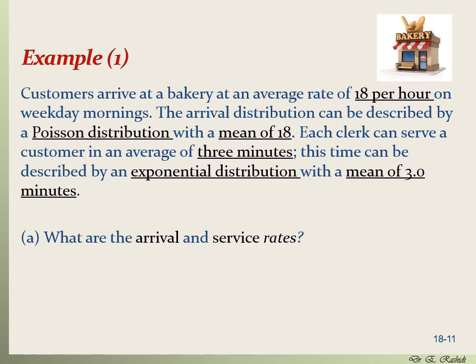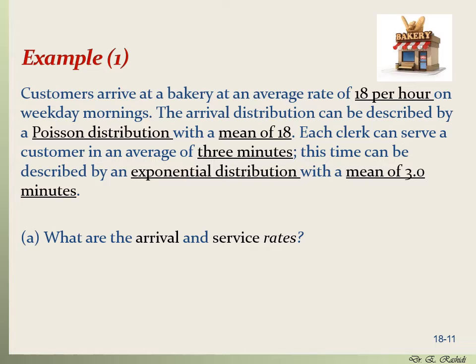Now we're going to work on a series of examples for queue performances. Example 1. Suppose customers arrive at a bakery at an average rate of 18 customers per hour on weekday mornings. The arrival distribution can be described by a Poisson distribution with an average of 18 customers. Each clerk can serve a customer in an average of 3 minutes. So every 3 minutes, a customer can be served on average. This time can be described by an exponential distribution with an average of 3 minutes.